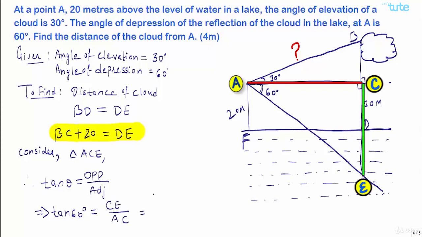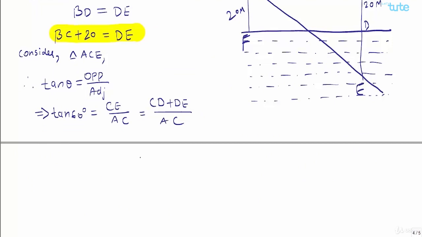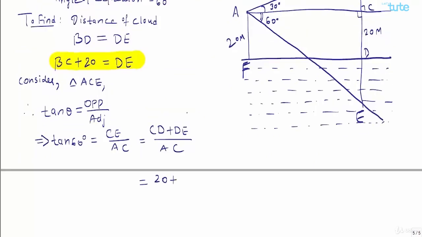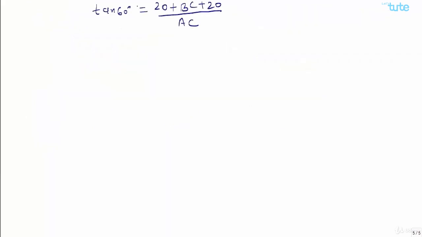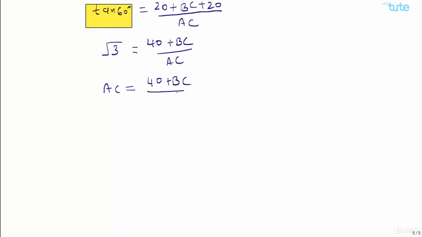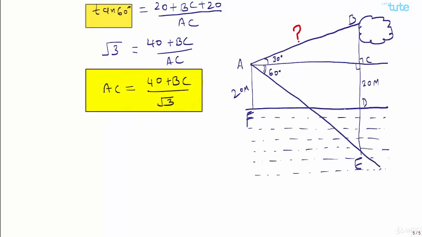And we can see CE is nothing but the sum of the distances CD and DE. CD is 20 meters, so this will be equal to 20, and DE we have just found as BC plus 20, upon AC. So we know that the value of tan 60 degrees is root 3. This will be 40 plus BC upon AC, and therefore we can write AC in terms of BC, 40 plus BC upon root 3.